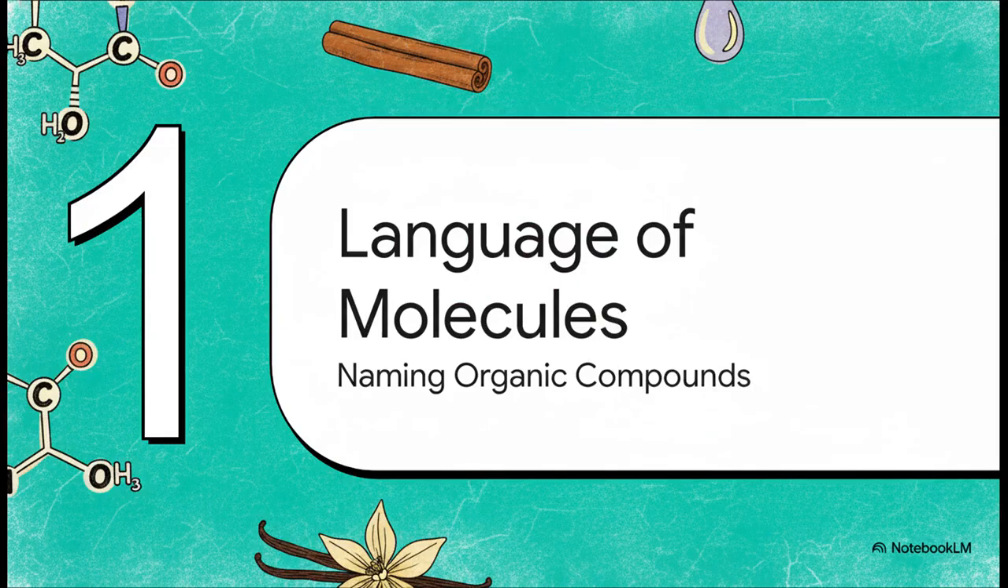So first, let's wrap our heads around the problem chemists were facing. There are millions and millions of known organic compounds out there. Without a universal language, it would just be complete and utter chaos. Just imagine trying to find a book in a massive library with no catalog system. Yeah, that's what chemistry would be like.